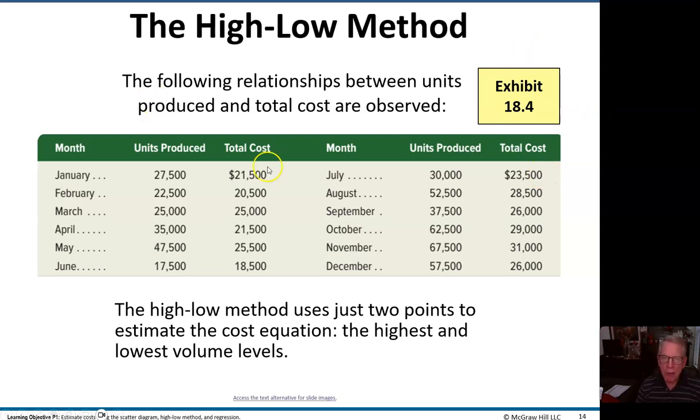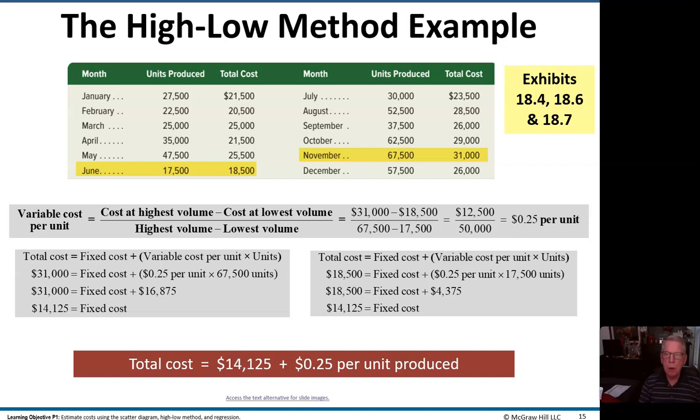Now, the high-low method, this one you'll need to know for your homework as well. So we need just 2 points to estimate the cost equation: the highest point and the lowest volume level. Notice that these units produced are the volumes. So if I'm going to pick the low, it's in June. If I'm going to pick the high, it's in November in terms of volume. So let's look at that. What I do, and here it's outlined in yellow, here's June and here's November.